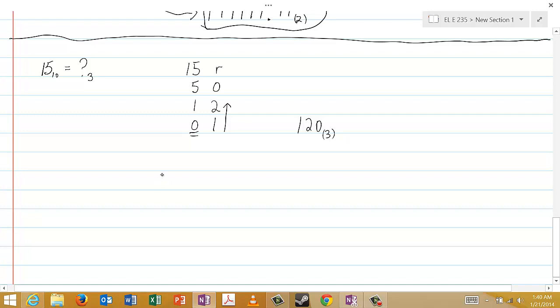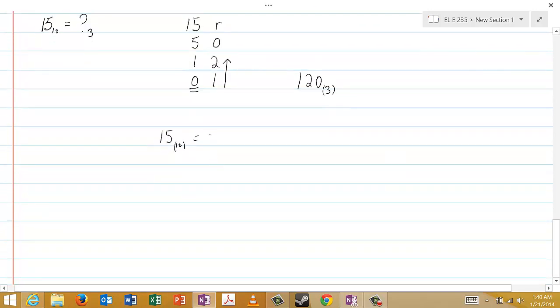So 15 base 10 is equal to 120 base 3. And if we want to check that, we can use the same procedure we used earlier for converting from binary to decimal, but with a little modification now, since we're in base 3 rather than base 2.